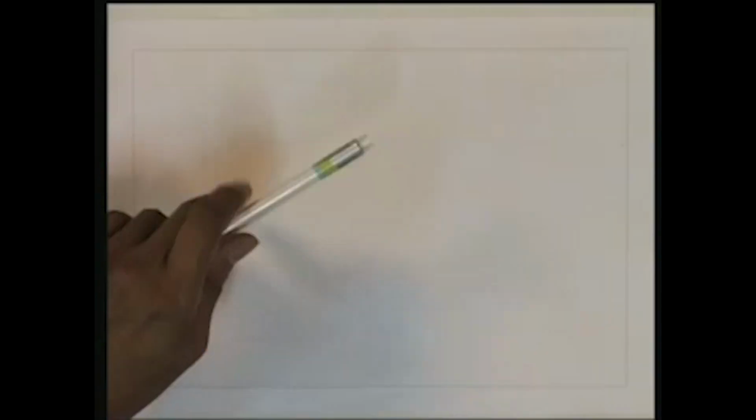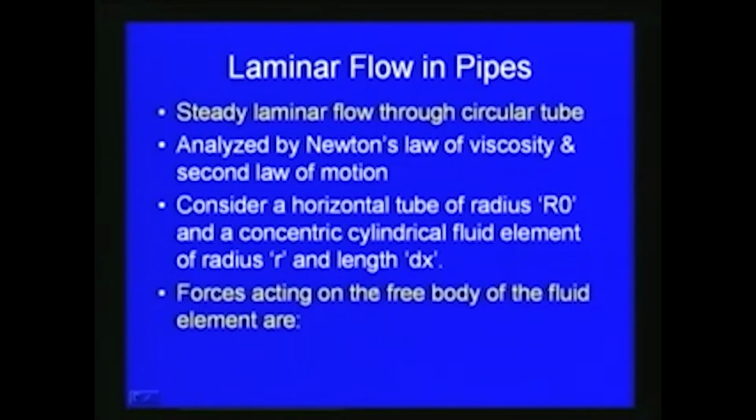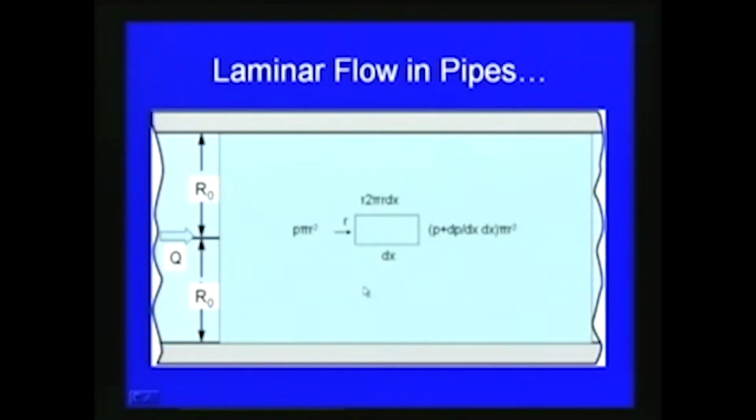Here, if you consider a simple tube like this, a horizontal tube of radius r0, and a concentric cylindrical fluid element of radius r and length dx, we look at the forces acting on the free body of this fluid element. The flow is coming from this direction and going like this, and r0 is the radius of the pipe.